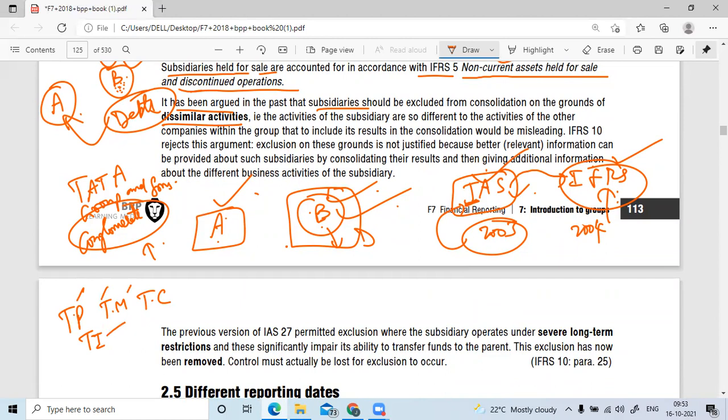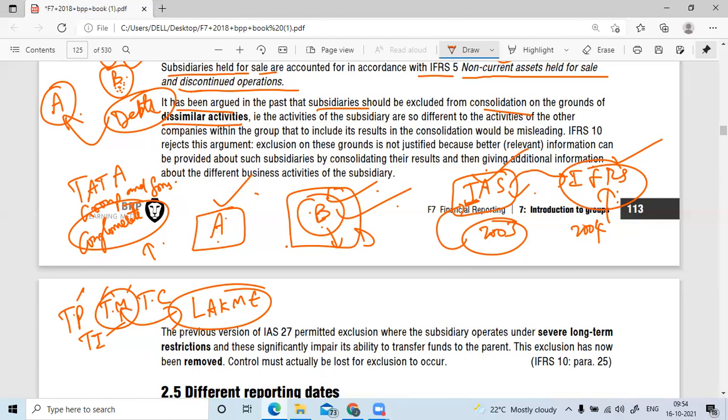So previously there was a rule: subsidiaries should be excluded from consolidation on the ground of dissimilar activities. Tata's one cosmetic product is Lakme. All the women and girls apply Tata's Lakme products. It's Tata Group's product. Many people think it is from France or some other place. No. There is no linkage between Tata Motors and Lakme, okay? But previously there was a rule: whenever you see a dissimilar activity, those kinds of companies should not be consolidated.